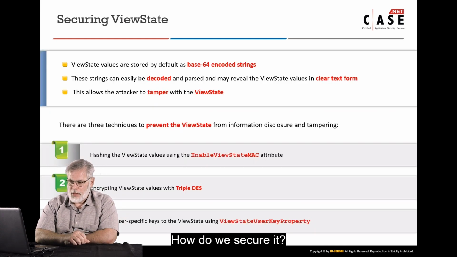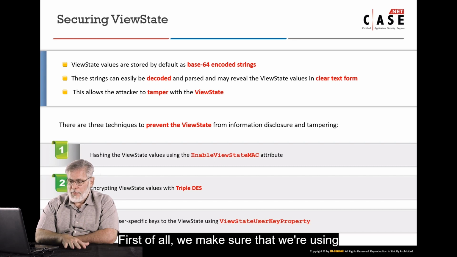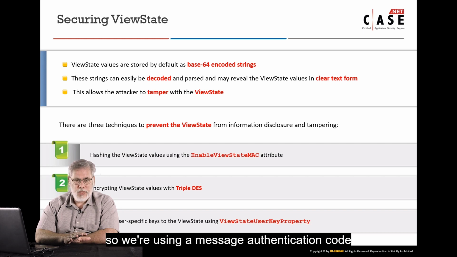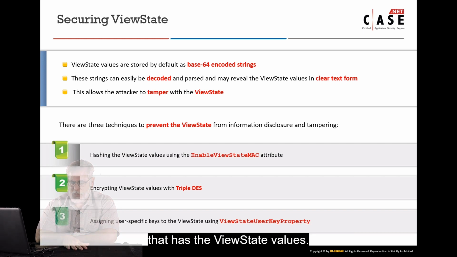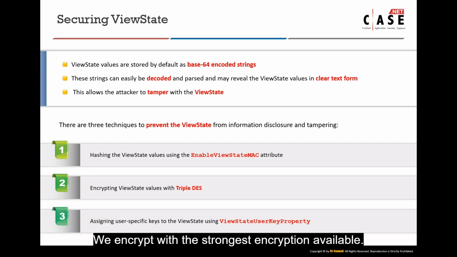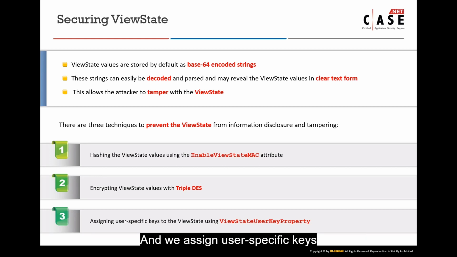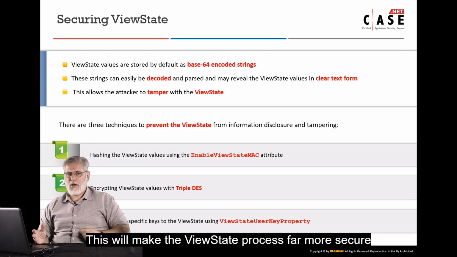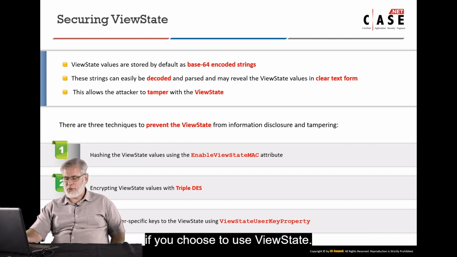How do we secure it? First of all, we make sure that we're using the enable view state MAC attribute, so we're using a message authentication code to hash the view state values. We encrypt with the strongest encryption available, and we assign user-specific keys using the view state user key property. This will make the view state process far more secure if you choose to use view state.